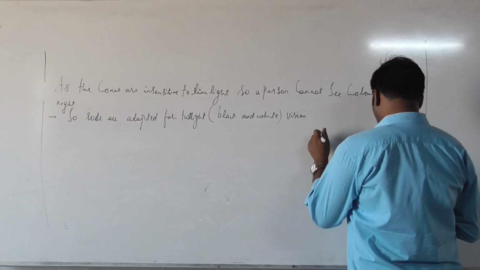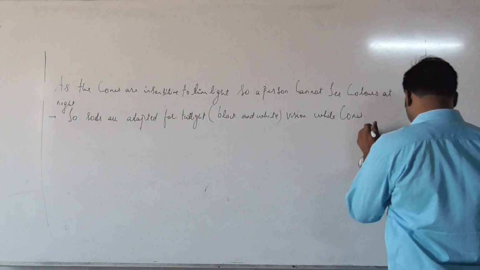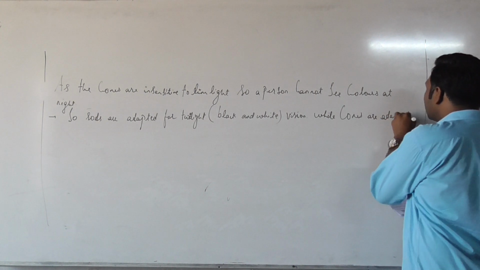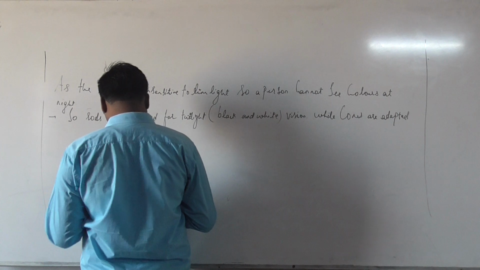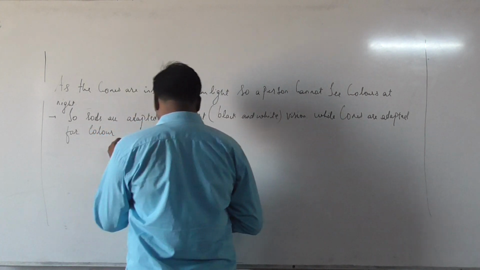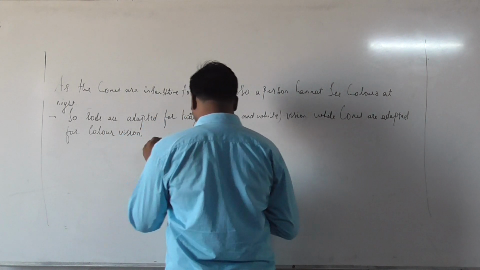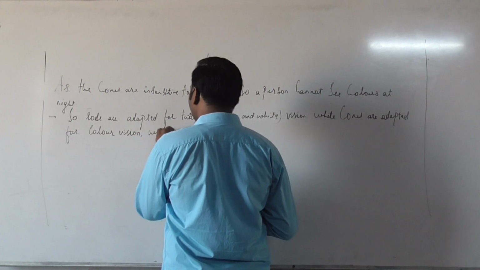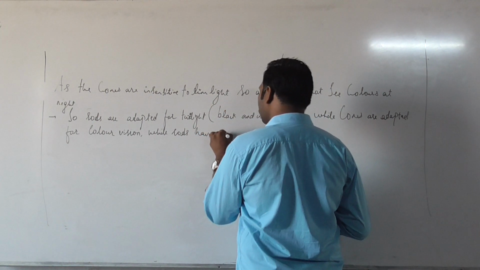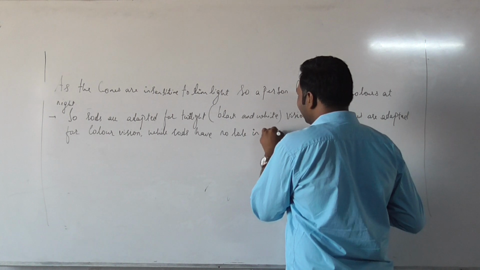While cones are adapted for color vision, rods have no role in color vision.